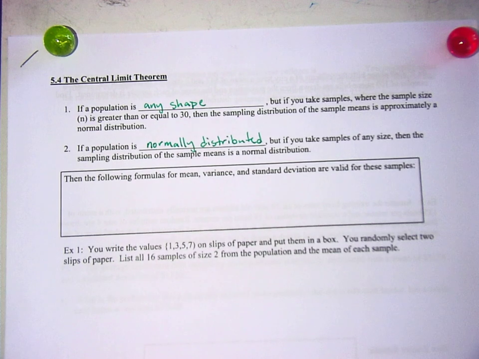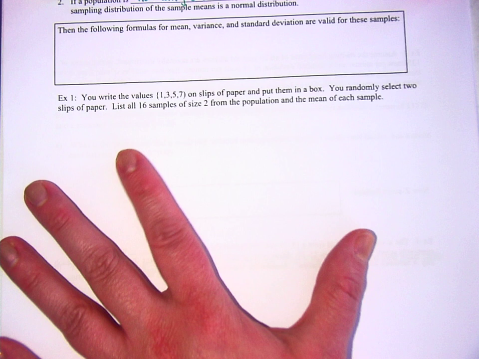But even if it was originally a flat distribution, if you start taking samples like 5 at a time or 30 at a time, and you get all those means, no matter what, it will look like a bell curve. And I'm going to show you an example of that down here. So let's imagine that we had slips of paper in a box, and the numbers were 1, 3, 5, and 7. And you randomly select 2 pieces of paper, and you can put them back.